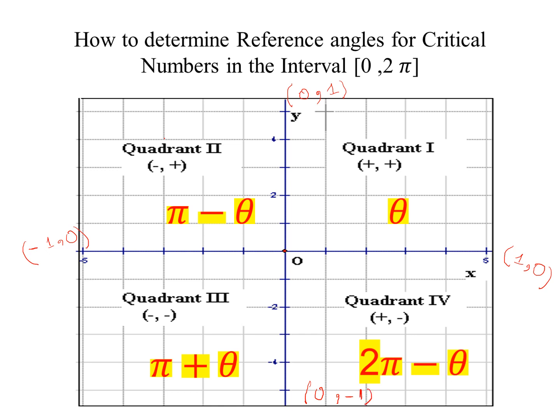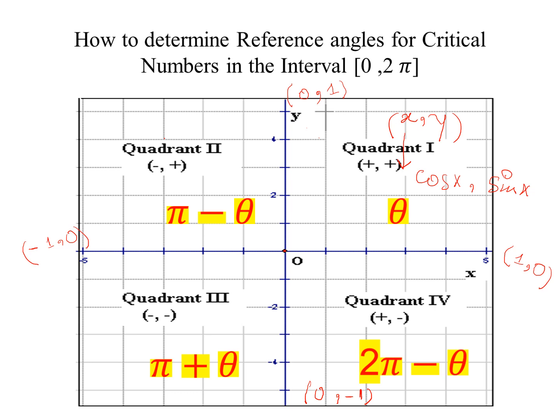Another important thing which you should know: whenever we talk in the coordinate plane about the unit circle, we should know that we are talking about the x or y values. So x values are basically called cos x, whereas the y values are termed as sine of x.